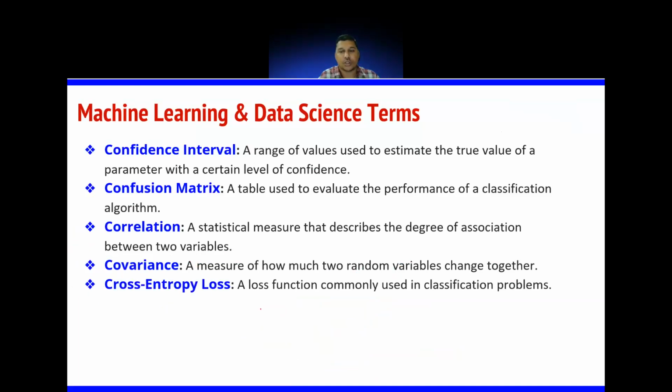Cross entropy loss. This is also a loss function which is used in classification problems. When you're doing classification, whether it is spam or not spam, we use this metric, cross entropy loss, as a metric.